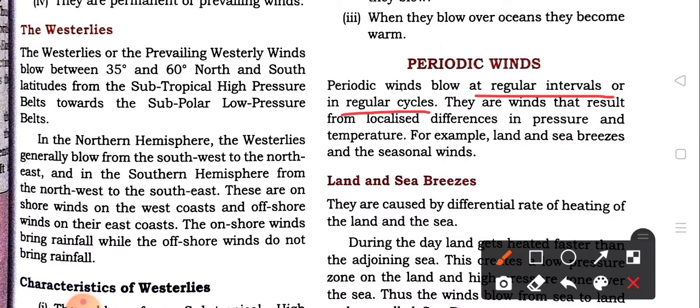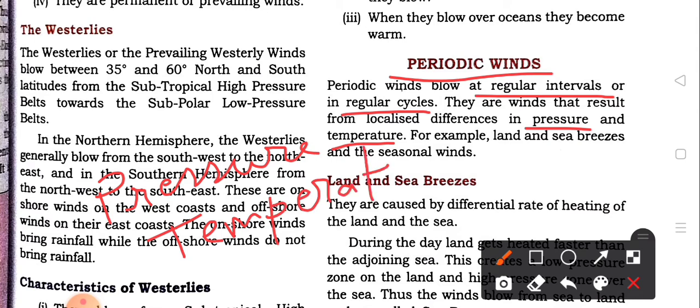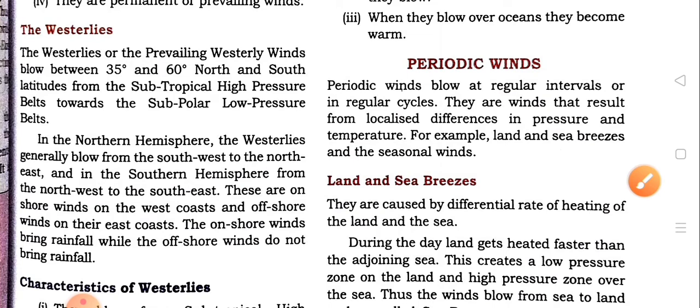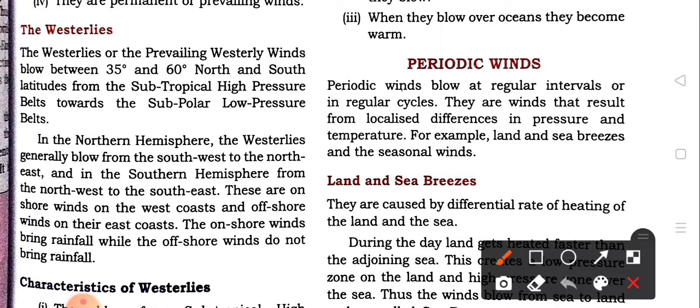They are the winds that result from localized differences in pressure and temperature. These winds flow due to the difference of pressure and temperature. These are the two factors which cause the formation of the periodic wind. Now the periodic winds are of two types, for example land and sea breeze and seasonal winds.